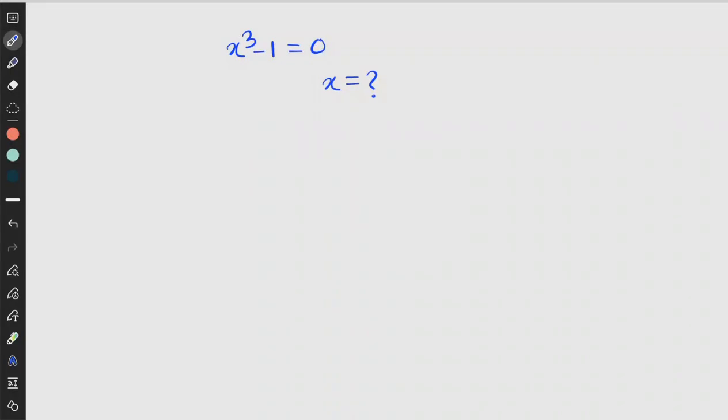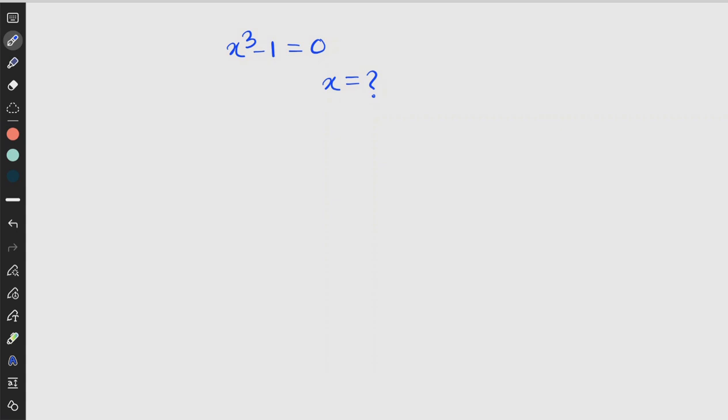Today we are going to solve this equation x cube minus 1 equals 0. What is the value of x? We know that this is a cubic equation. The value of x is more than 1.